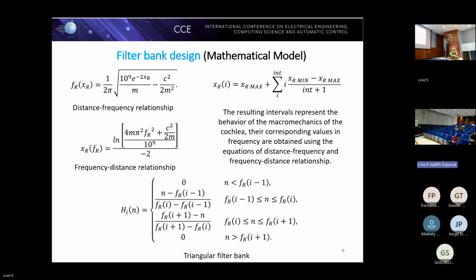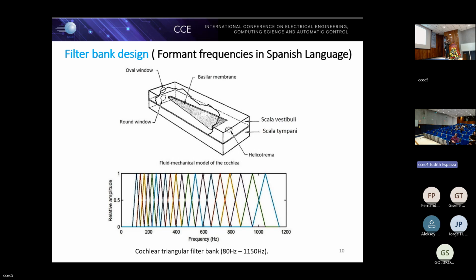The next, please. This is a filter bank that represents how the inner ear works. This part is the low frequencies, which corresponds to this part around the helicotrema. This part is the high frequencies, which correspond to this part around the round window and oval window. This is the beginning of the cochlea, and this is the end of the cochlea.